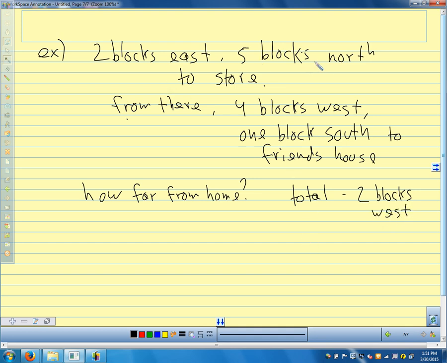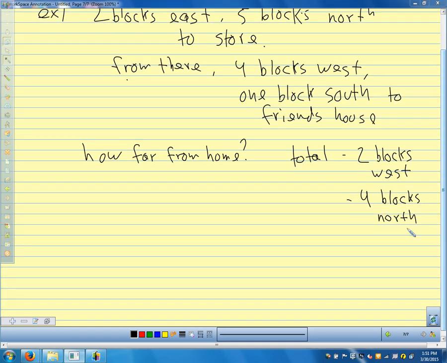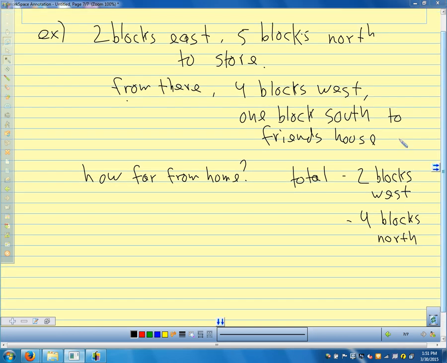And then if I go 5 blocks north and 1 block south, what have I done in total? 4 blocks north. So that's how far I am from the house. 2 blocks west, 4 blocks north. After all this walking, that's what I've done. And that's what translations are telling us, is after we move things around, what have we done? We move left or right some distance, we move up and down some distance.